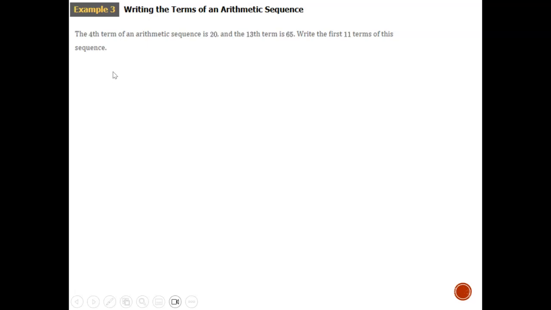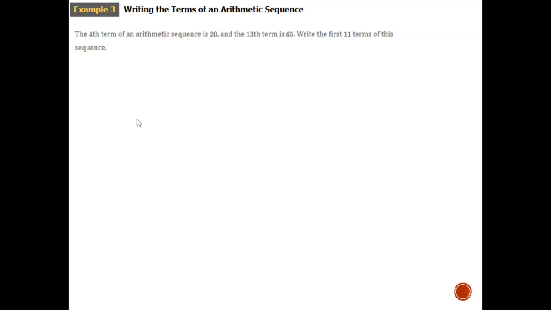Now, example 3, because this one is a little bit trickier. It says the fourth term of an arithmetic sequence is 20 and the 13th term is 65. Write the first 11 terms of this sequence. I'm going to do it in two ways. The first way is the long way, by drawing a picture, so it's going to be visual. The second way is the way you should be doing it, because if you do it the first way, you might be there for a long time.